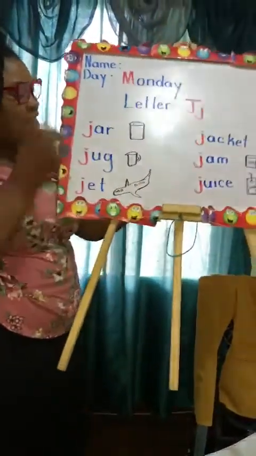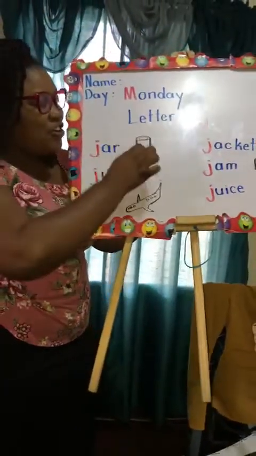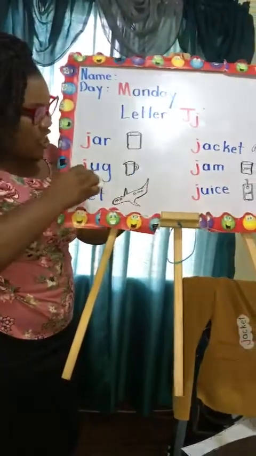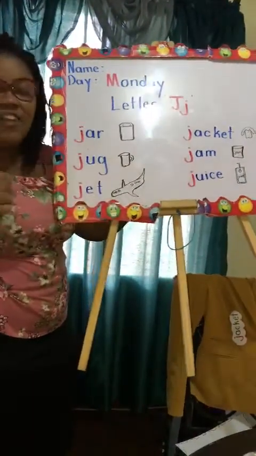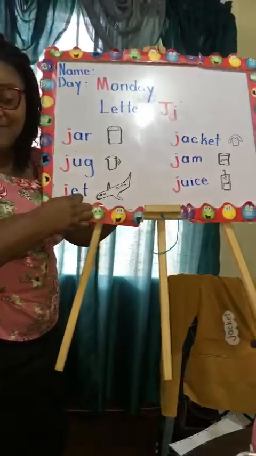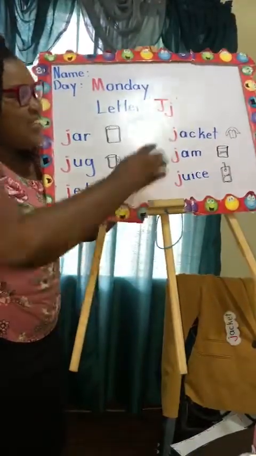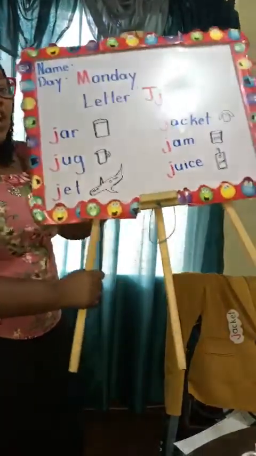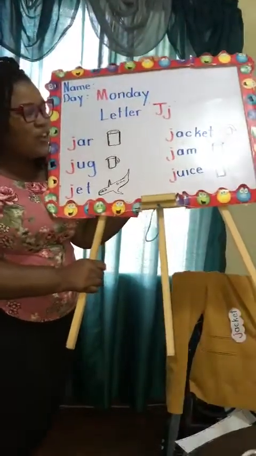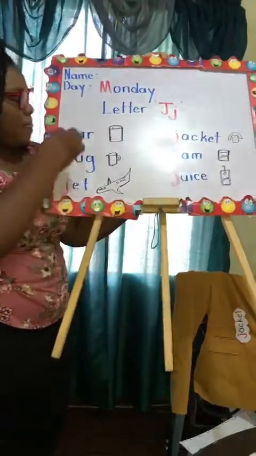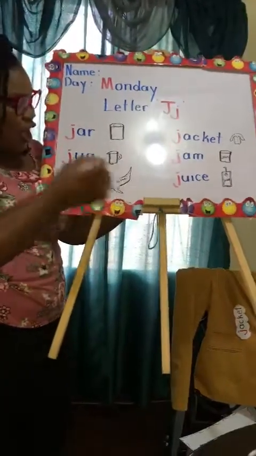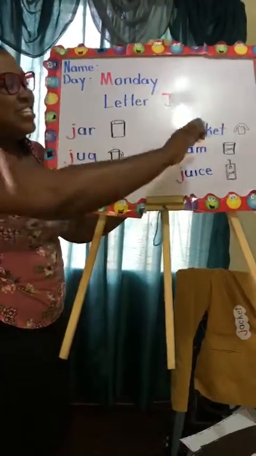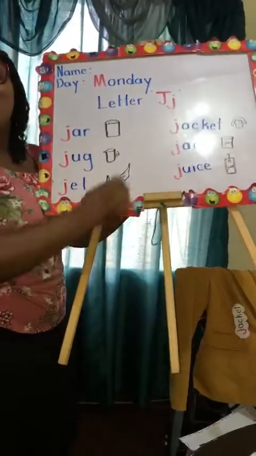So we have, let's call them again. Jar. So you're going to draw a picture of your jar. Jug. Draw a picture of the jug. Jet. Draw a picture of the jet. Jacket. Jam. Juice. Do you hear a J sound when we call those words? Let's go again. Jar, jug, jet, jacket, jam, juice.